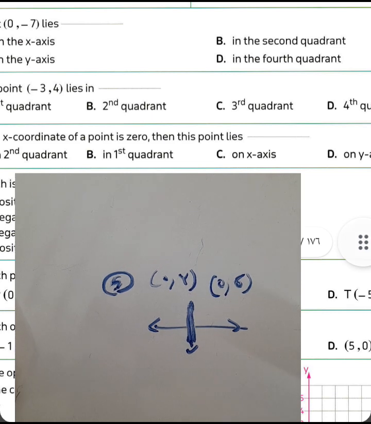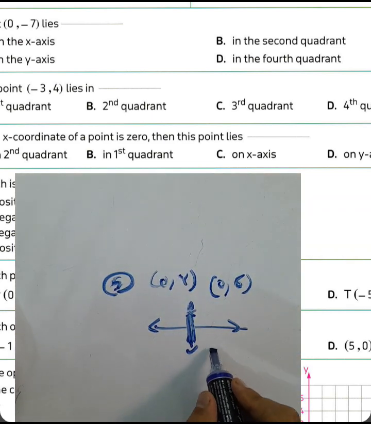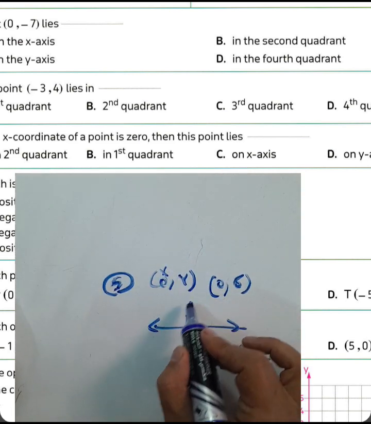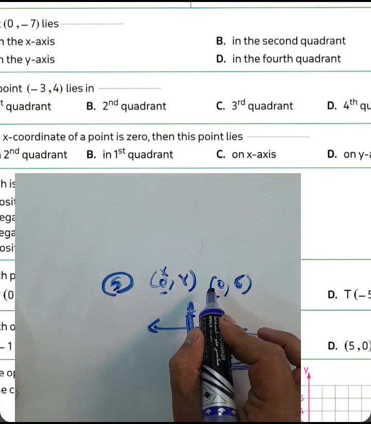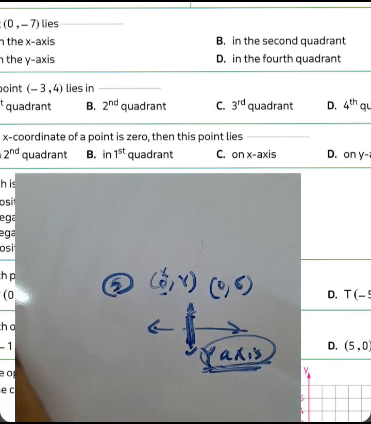Sorry, this point lies on the y-axis, I told you y-axis, right? If x equals 0, then this point lies on the y-axis, because x equals 0 lies here, such that 0 and 6 lies on the y-axis.